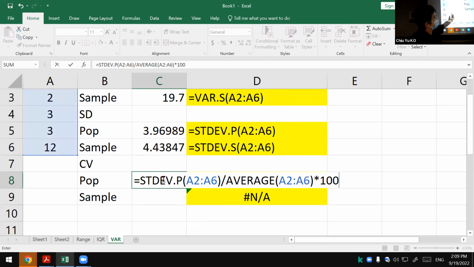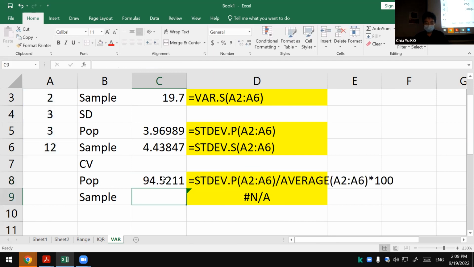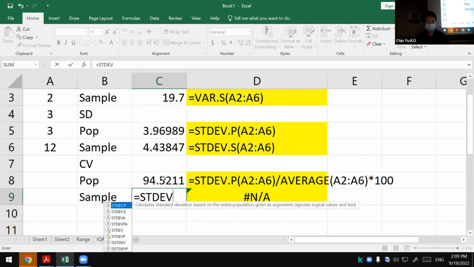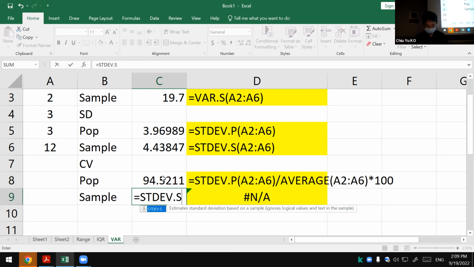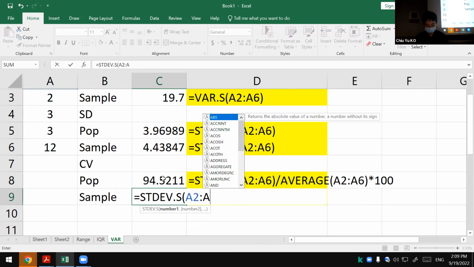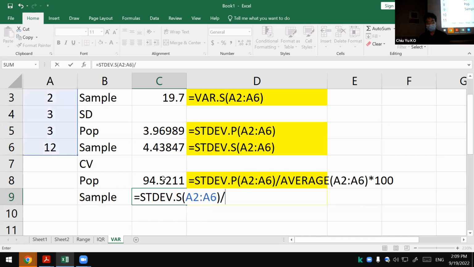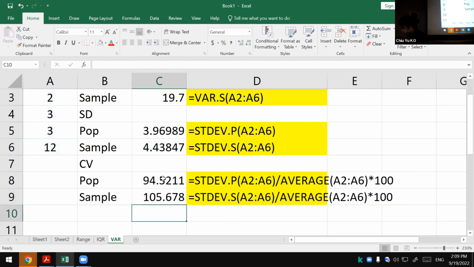And easily, you know how to do the sample version is by just changing the P to S, right? So to show you, let me do it again. The numerator will be STDEV, standard deviation, dot S, A2 up to A6, okay? And you divide it by the same average, A2 up to A6, okay? And times 100.